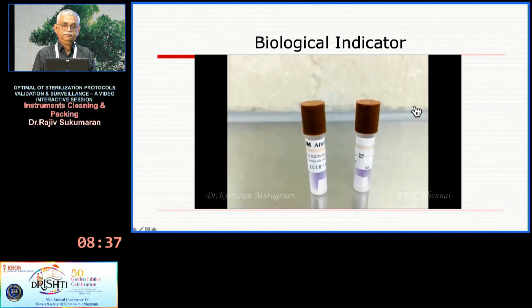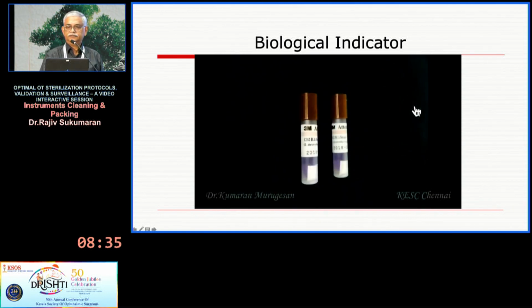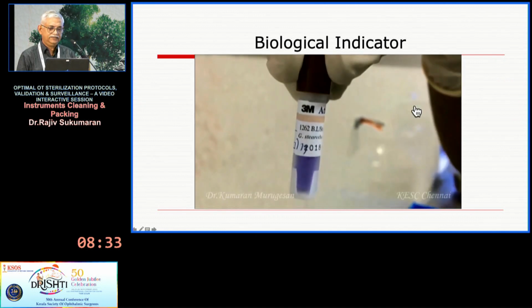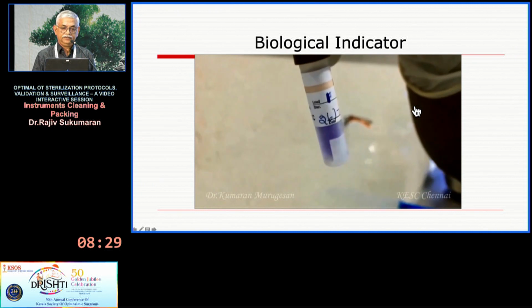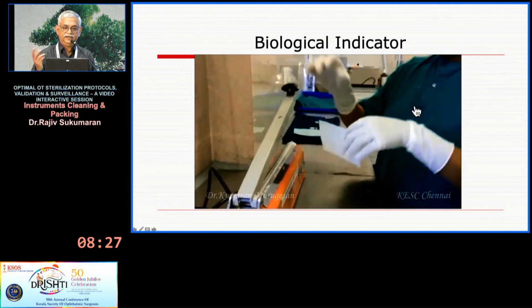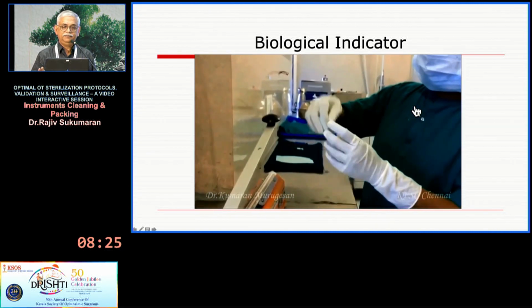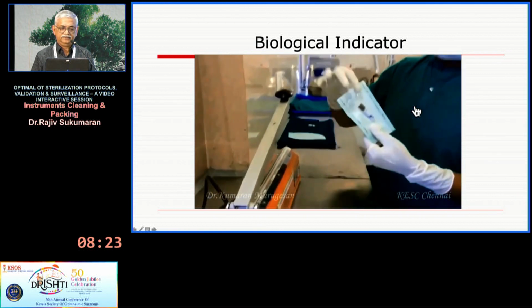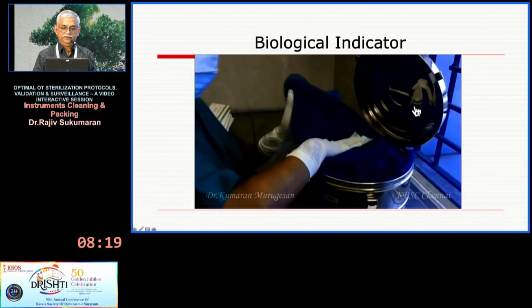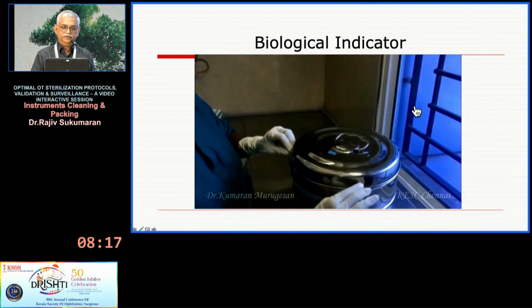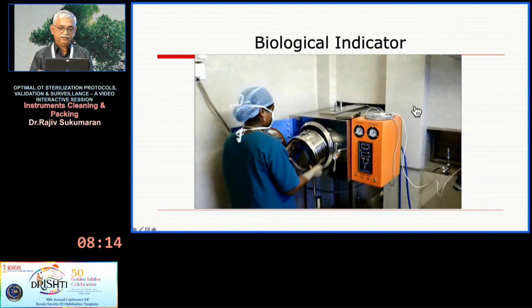Biological indicators are the best for checking your sterilization. They contain 1 million spores within them, and there are different biological indicators for steam as well as ETO sterilization. Now this is the way it is done. It is kept within the batch along with a cloth like this.